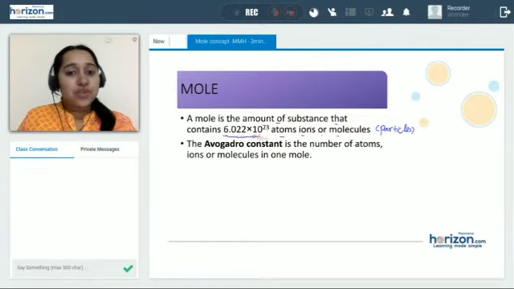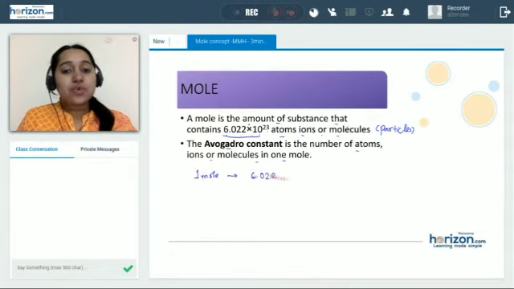This number is huge, right? Isn't it fascinating? This has a special name called the Avogadro constant. So the Avogadro constant is the number of atoms, ions, or molecules in 1 mole. So 1 mole of any substance will have 6.022 times 10 to the power 23 particles.